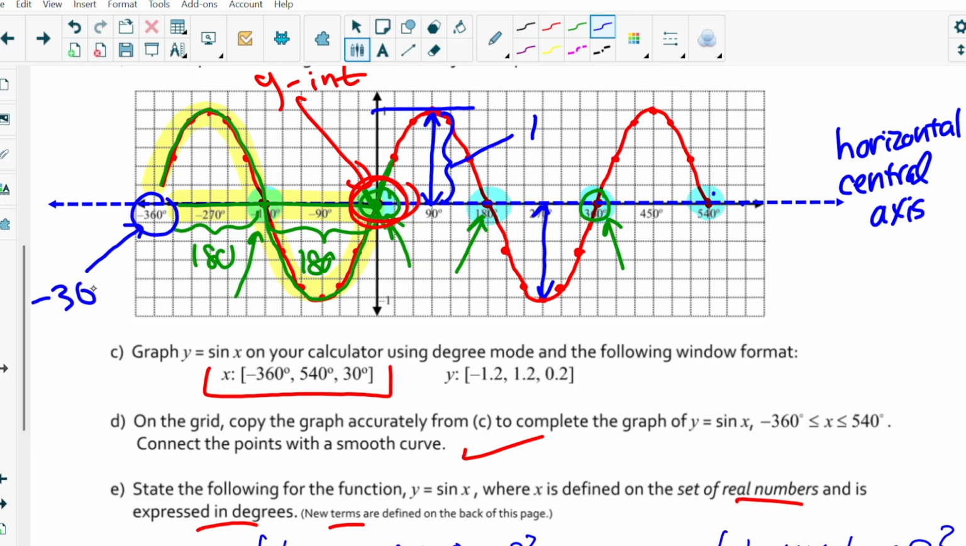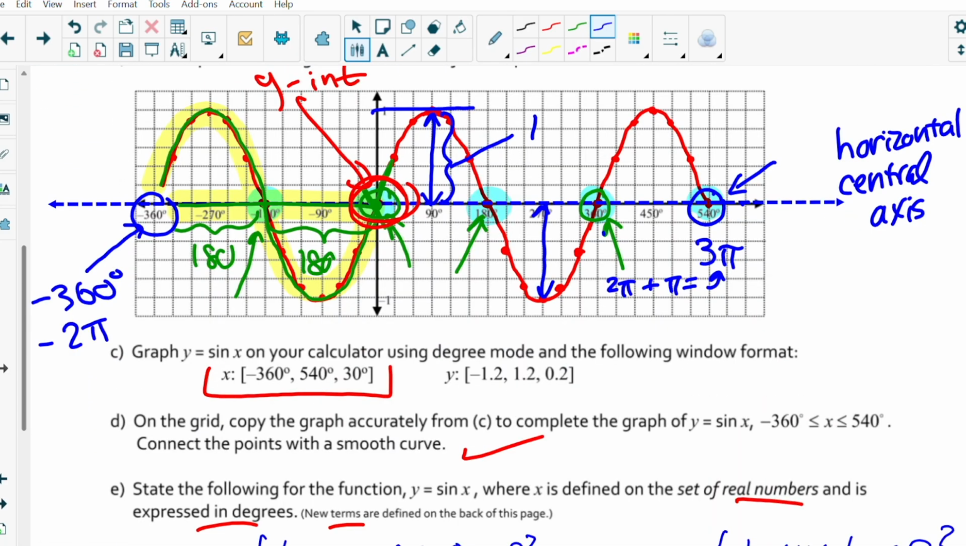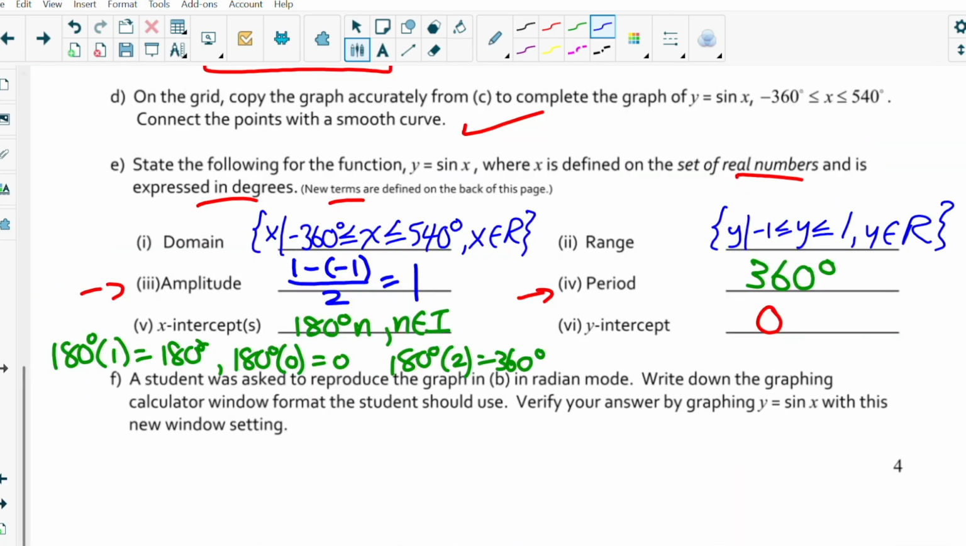Boundaries are negative 360 degrees, which is negative 2 pi. And then it goes all the way to 540 degrees, which is 3 pi. Okay, so that's 2 pi at 360. This is 2 pi plus pi more, and that equals 3 pi at 540. So we stop at 540. That's our domain. Okay, so how do we graph this with a new window setting?